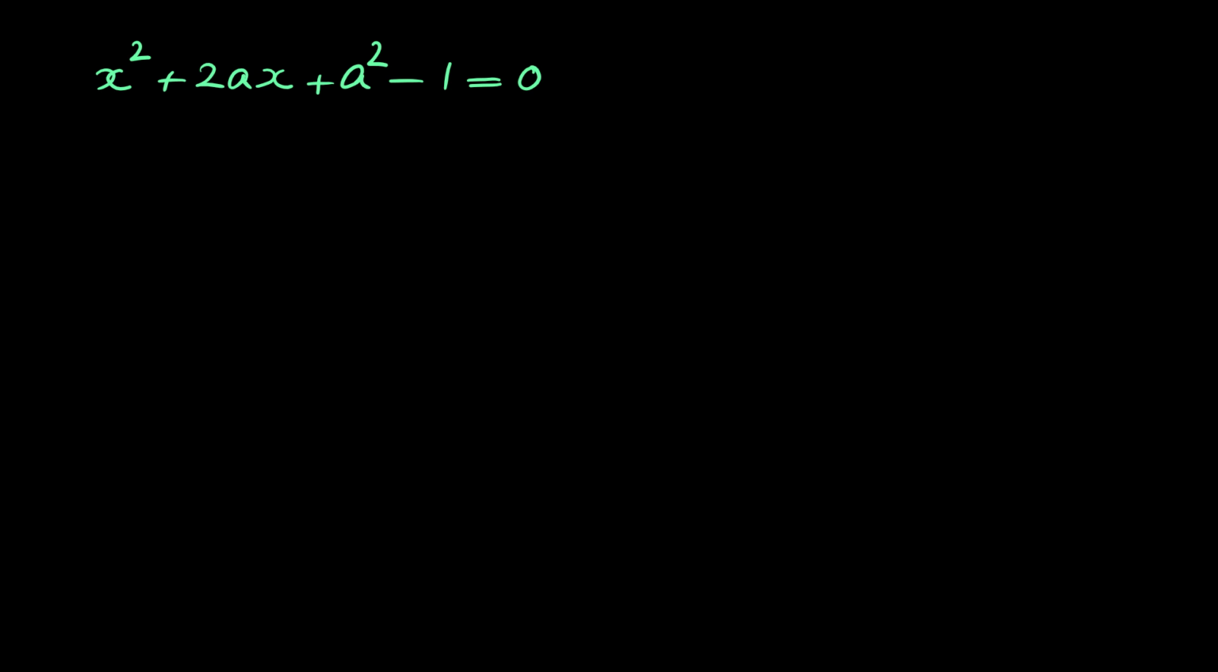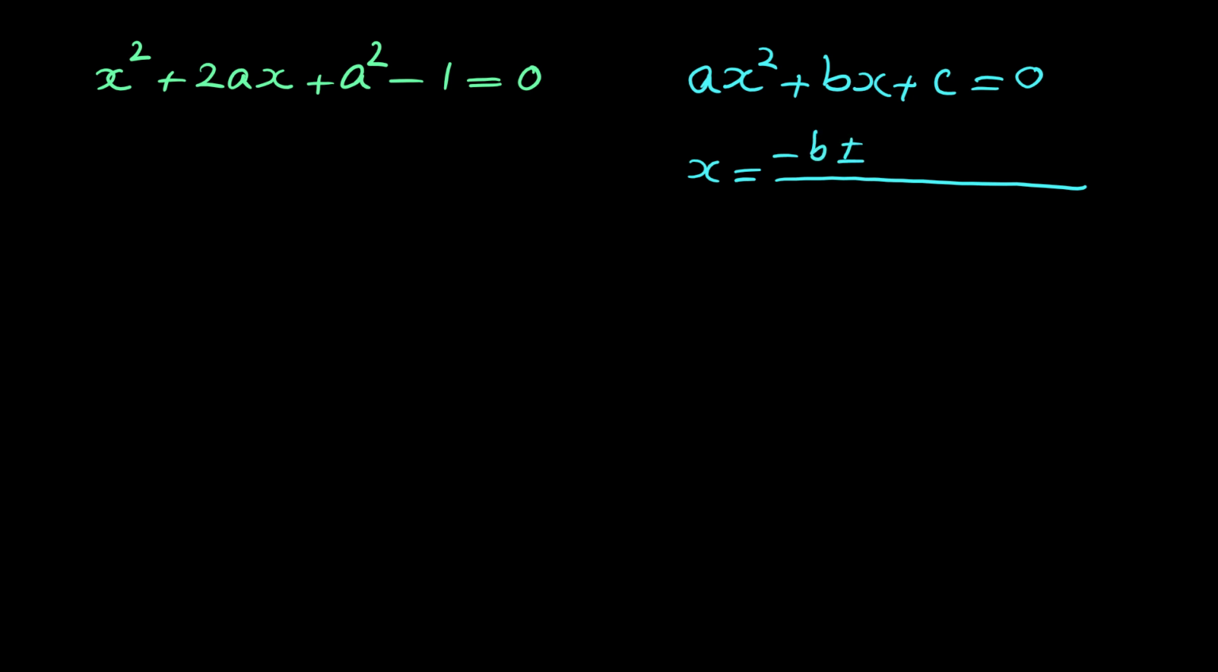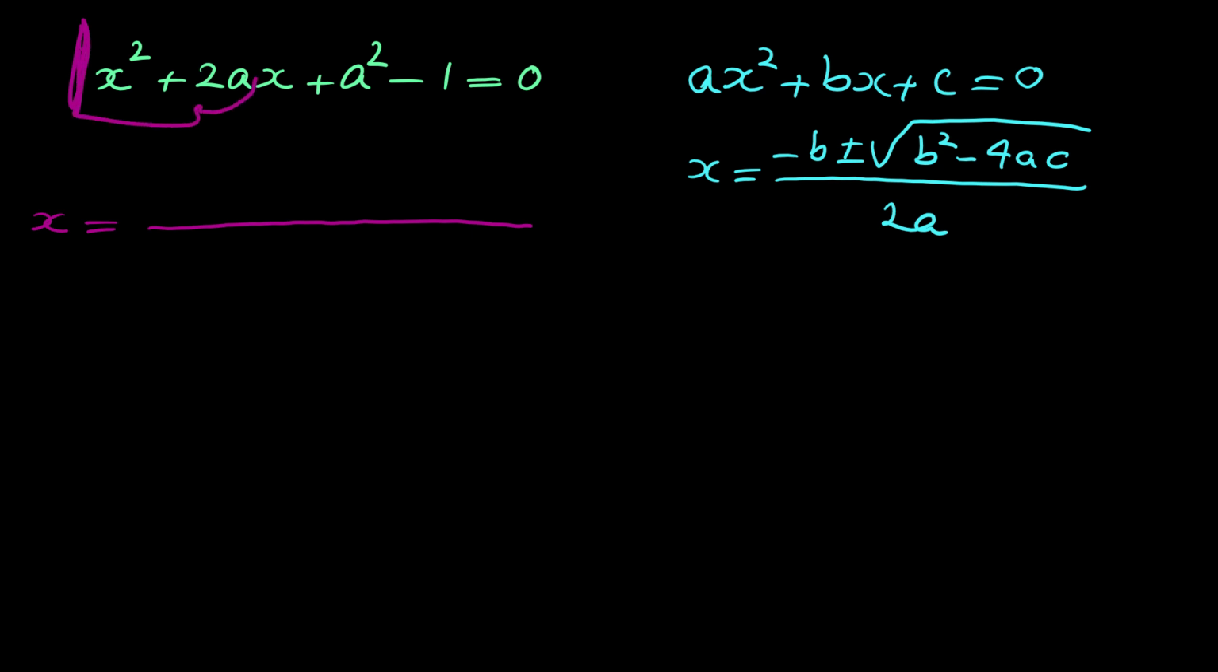Let me remind you first the quadratic formula. When we have this equation, for finding x, we use this formula: negative b plus minus radical b to the 2 minus 4ac all over 2a. If we use this formula, then x is negative b. Attention, a is 1, b is 2a, and all of this is c. So what is negative b? Negative b is negative 2a.